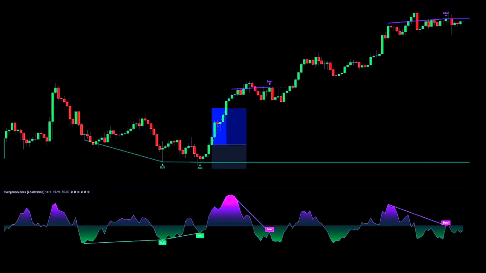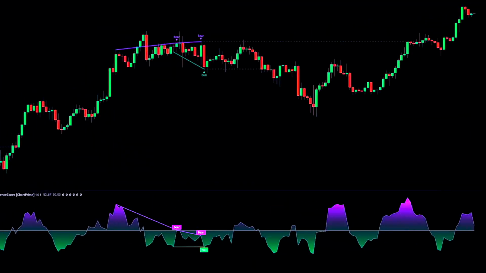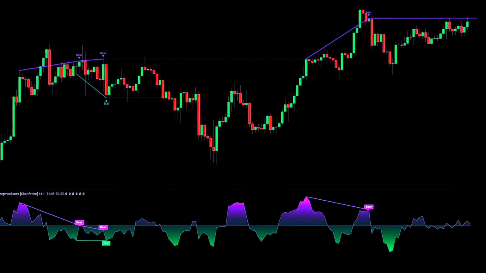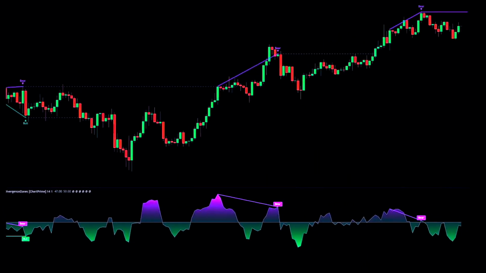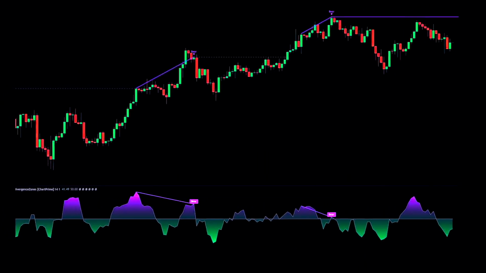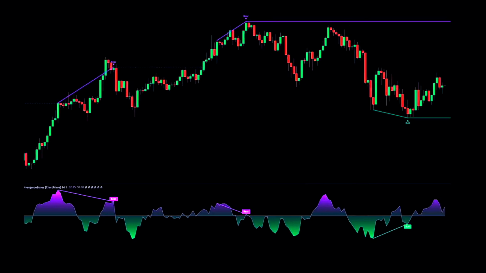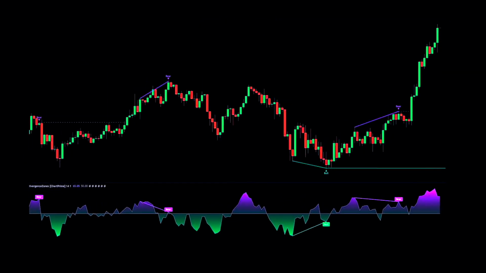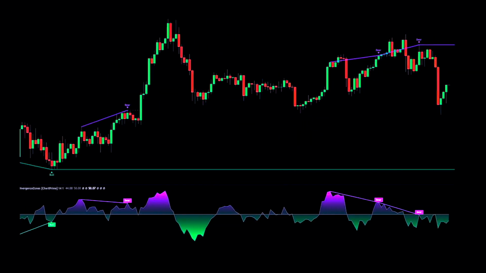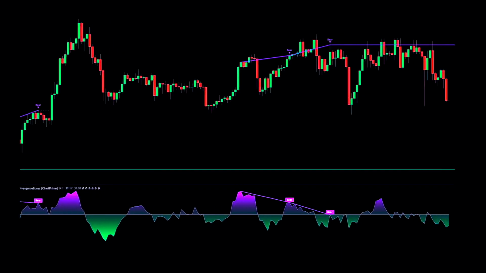Just remember, this isn't financial advice though. The strategy shown here is based only on indicators, and you should always combine it with your own price action or fundamental analysis before placing trades. Also keep in mind that the past performance doesn't guarantee future results.